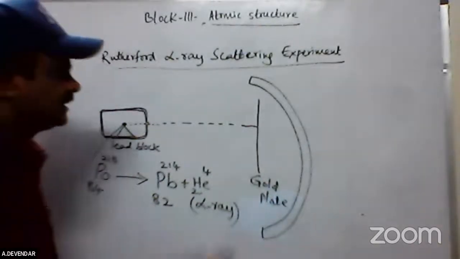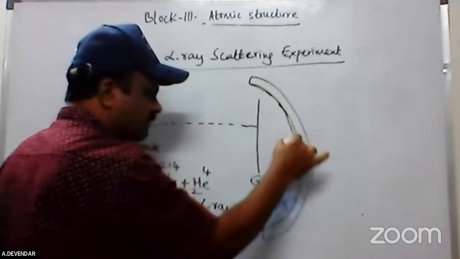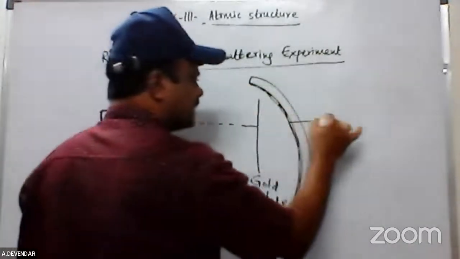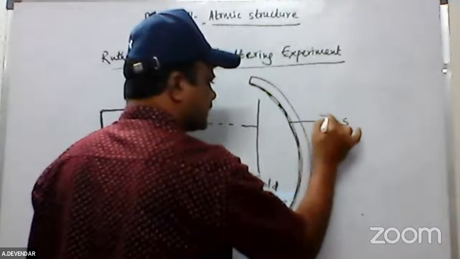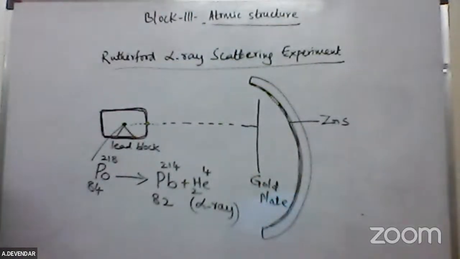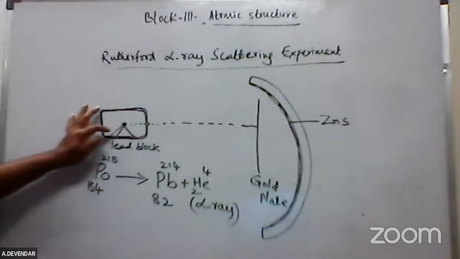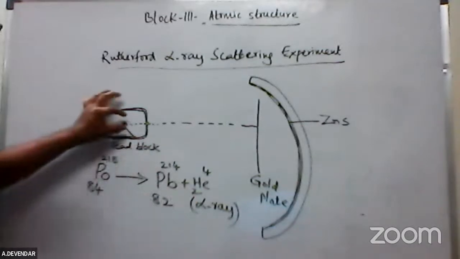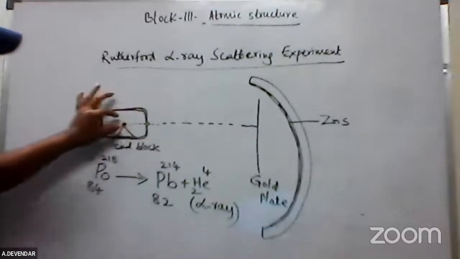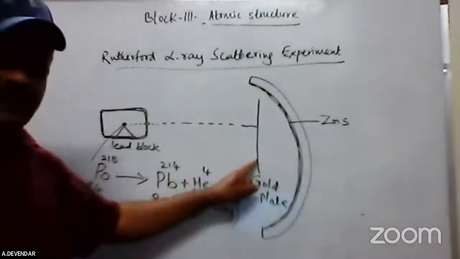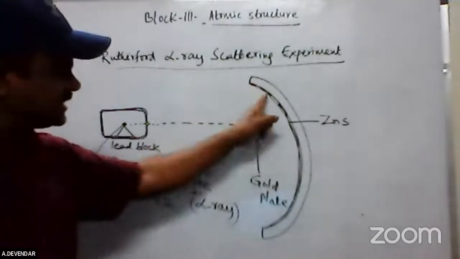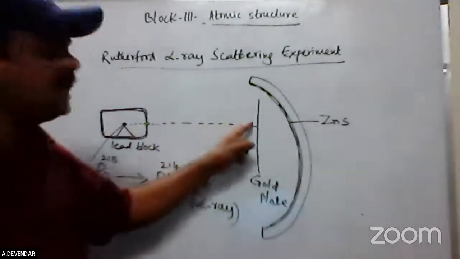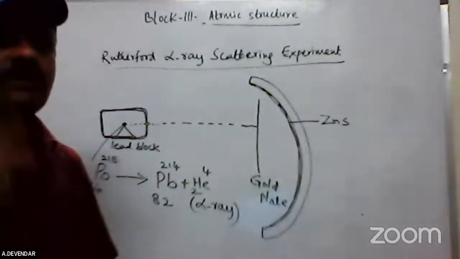On this screen, the upper portion is coated with zinc sulfide, ZnS. What is the use of the zinc sulfide coating? So this is the experiment setup. A lead block is taken. In that, polonium, a radioactive element, is taken. This polonium naturally emits alpha rays. A thin beam of very high velocity alpha rays is emitted from this source. A gold foil is kept in front of it. After the gold foil, one screen is present. The screen is coated with zinc sulfide. What is the use of zinc sulfide? When an alpha ray falls on this screen, a flash of light will be produced.